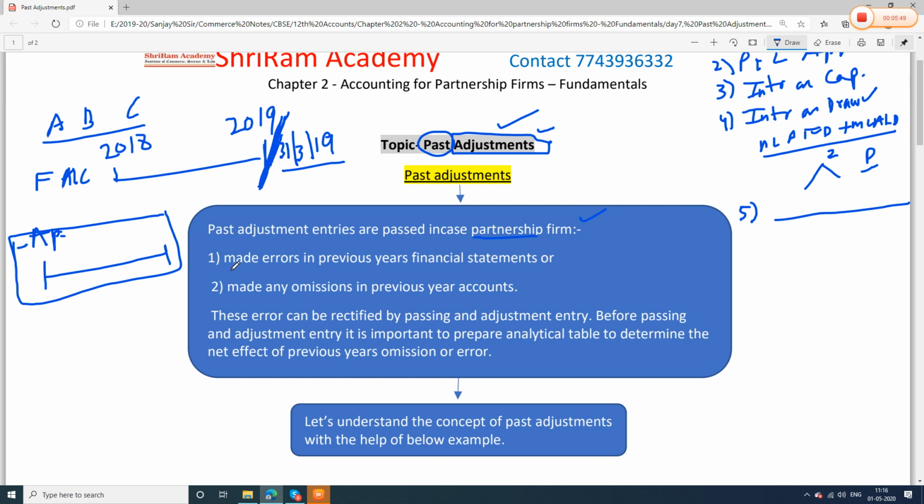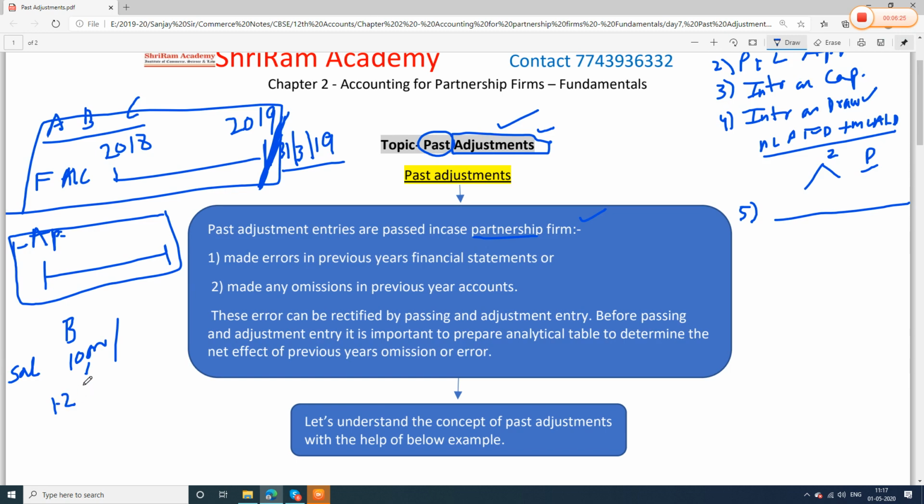First, there is a possibility of errors made in the previous year's financial statement. When they made the previous year financial statement, they made errors. Now you might ask me, sir, what kind of errors they might make? See guys, I will tell you one example. A, B and C were partners. B was entitled to get a salary of 10,000 per month in the previous year. But he was paid salary only at the rate of 5,000 per month. So if at the rate of 10,000 he would get for 1 year, he would get 1,20,000, but he got only 60,000 rupees.